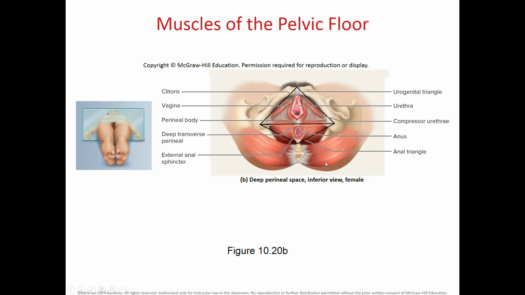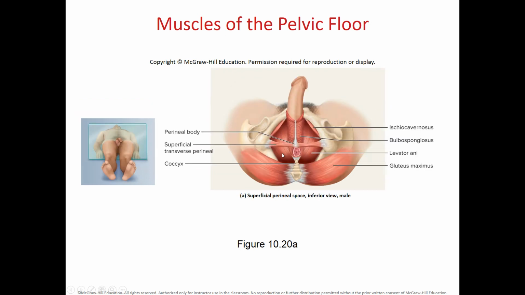In females, it's the same muscles, the muscles of the pelvic floor. So here we have this muscle that we saw before, the deep transverse perineal muscle. And then in here we have the bulbospongiosus and the bulbocavernosus in here. And then they form this triangle, the urogenital triangle. And then we have here the anal triangle. So this is the levator ani, just similar to this.